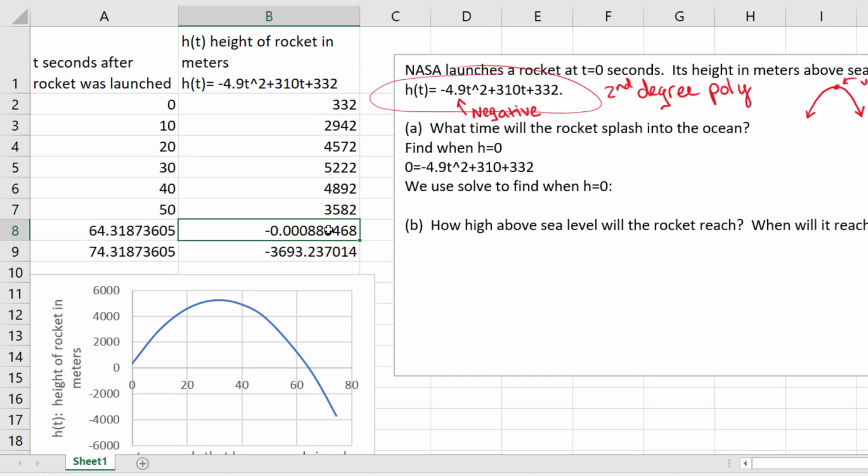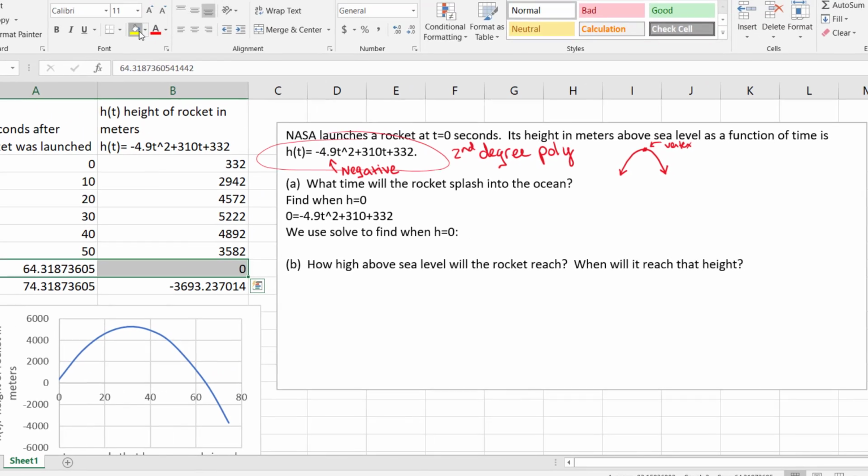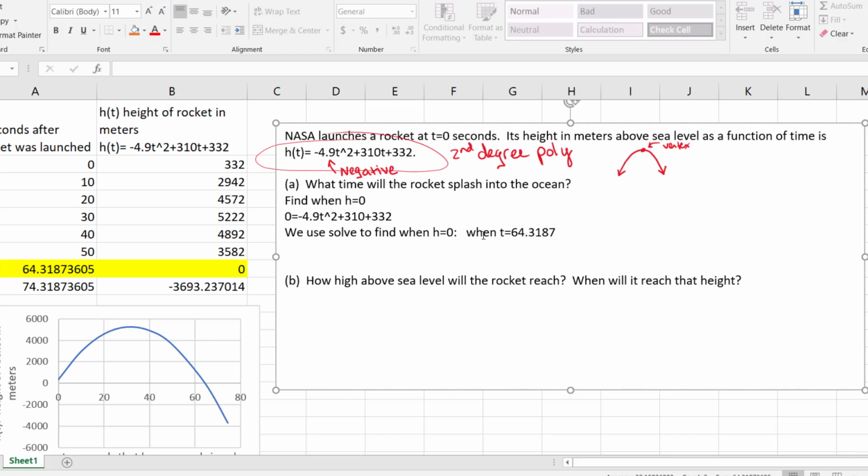and this is, remember, an approximation. This is really close to 0. It's saying the y value is 0 when the input is 64.3187 approximately. What does that mean in context? It means when 64.3187 seconds have passed, the height is 0 meters above ground, so it hits the ground, or it hits the ocean.